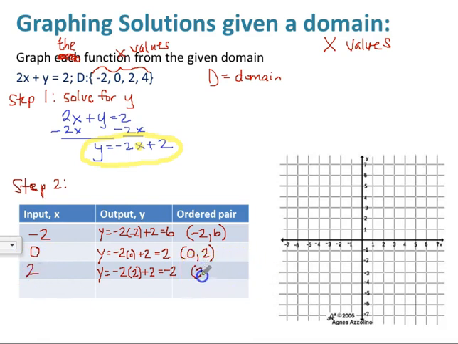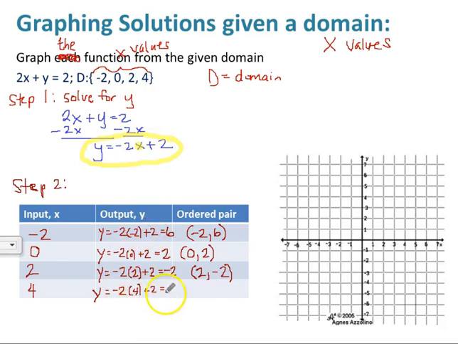When my input value is 2, my output value is -2. And the last one we're going to do is when our x value is 4. So whenever we see an x, we're going to plug in 4, and then we evaluate with our rule. I'm using the same equation up here. I'm just plugging in what the domain tells us, which x value to input.